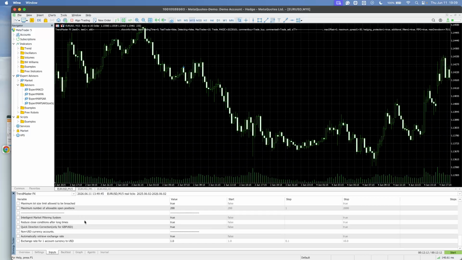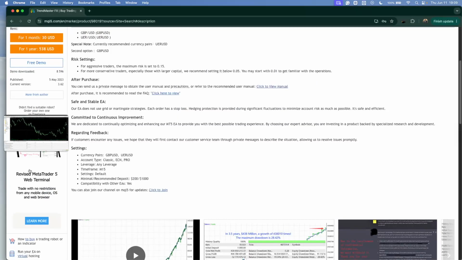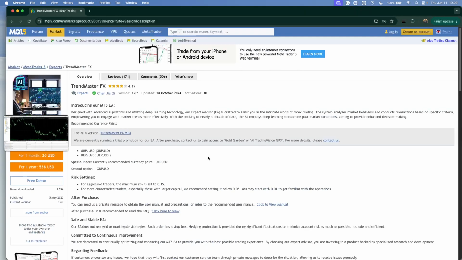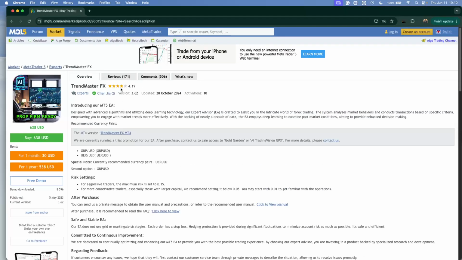They recommend it works on ECN accounts, on any leverage, and the manual and ongoing updates from the author are highlighted for long-term reliability. However, it was last updated about 2 years ago, 28 October 2024, and it's quite popular, has a 4-star rating out of 5.